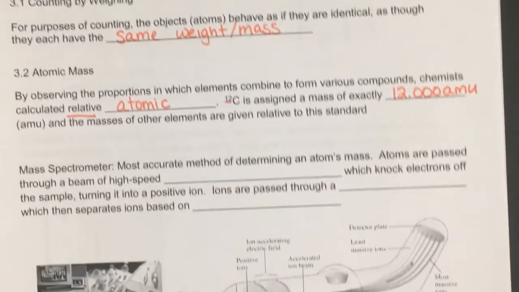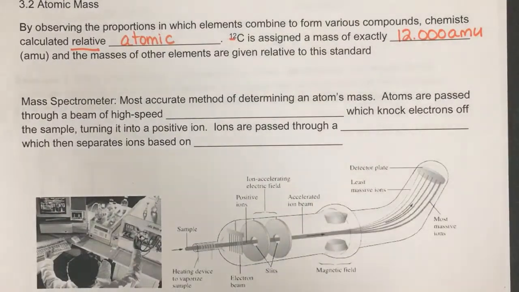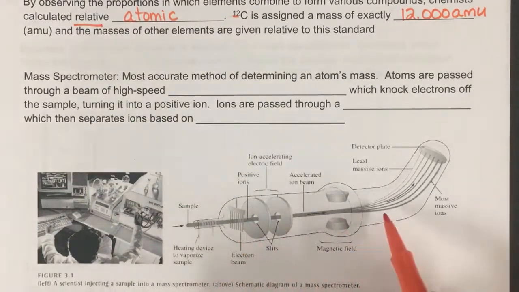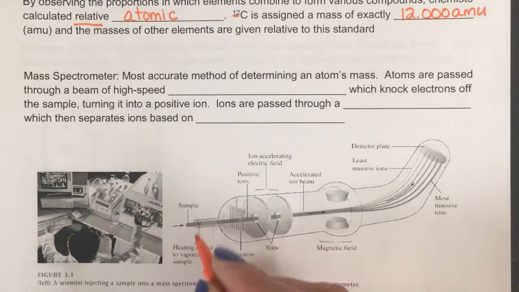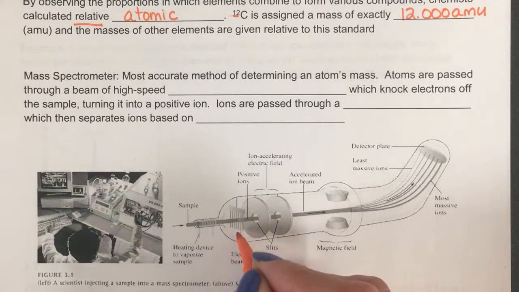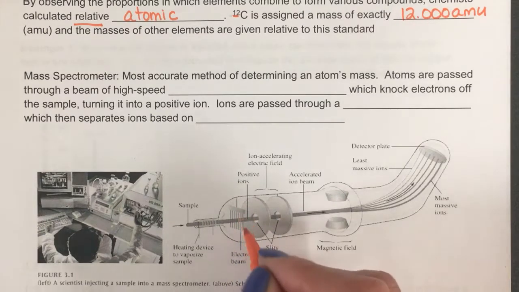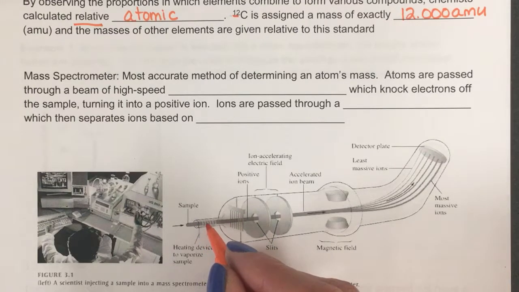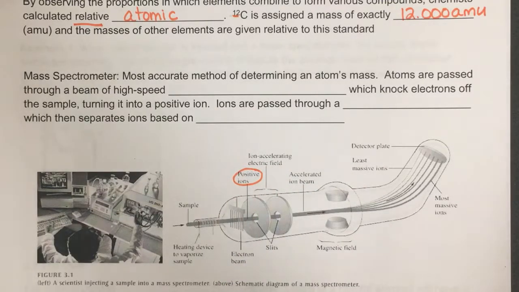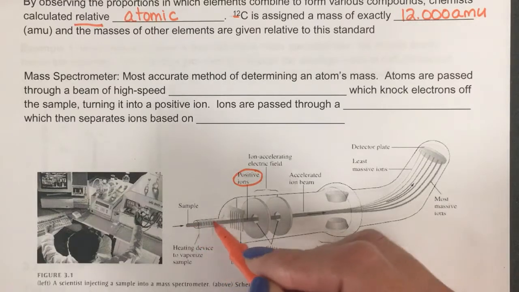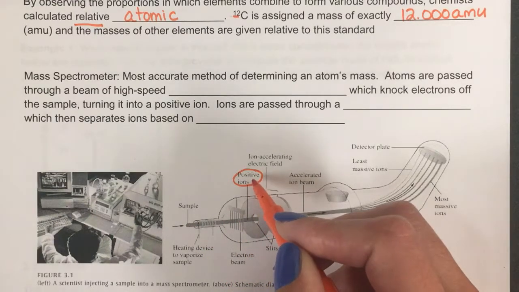The way we do this is using a mass spectrometer, and what that actually looks like is this little diagram down here. We inject our sample into the mass spectrometer, and we vaporize it. When we vaporize it, we're going to pass it through an electron beam. And what the electron beam does is it kicks out some of the electrons from our original sample, and it turns them into positive ions. Okay? So we had an original element here, kick off electrons, turn it into a positive ion.